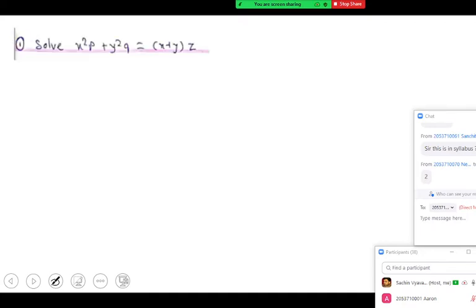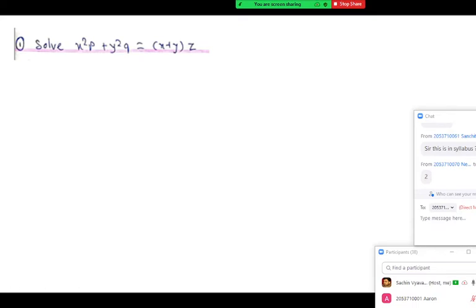So the question is on the screen. x square p plus y square q is equal to x plus y into z. That differential equation we have to solve. What is the meaning of small p and small q? Dou z by dou x and dou z by dou y. Yes, very good. So this is the Lagrange's form.